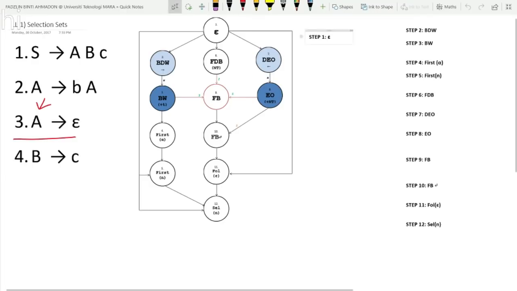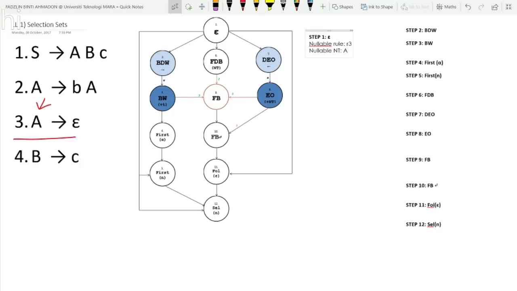So I'm going to type that out. So our nullable rule is Rule 3 and our nullable non-terminal is A. Okay.